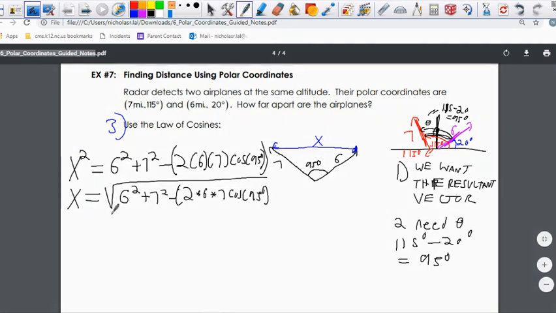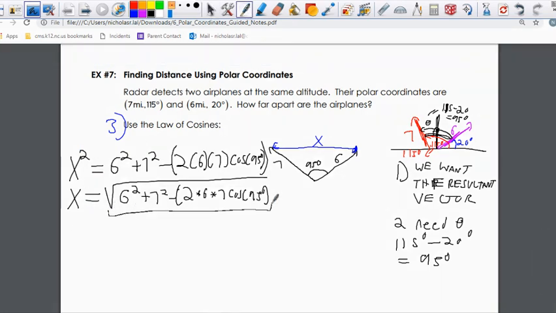So x is equal to 9.608. So our answer: the planes are about 9.6 miles apart.